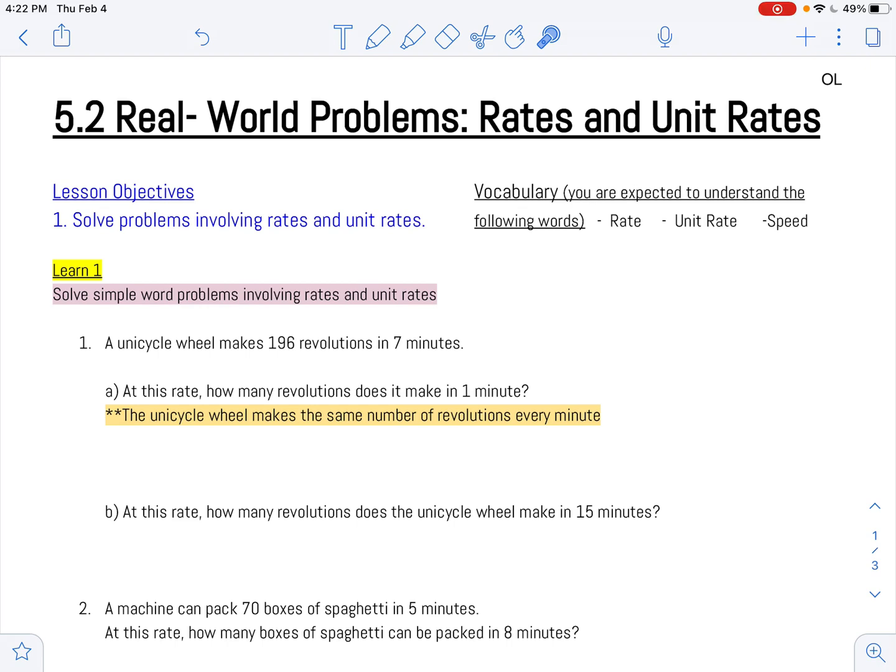And as far as vocabulary goes, we're going to continue using our words of rate and unit rate, and we're also going to introduce this idea of speed. And we'll see speed a little bit later on in our notes, and you guys should be familiar with speed as well, maybe from past math classes or in science.